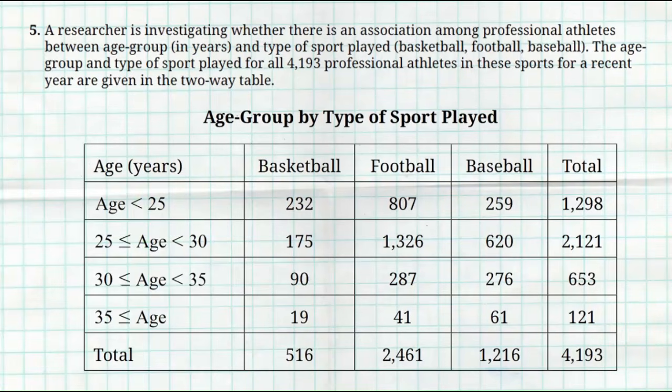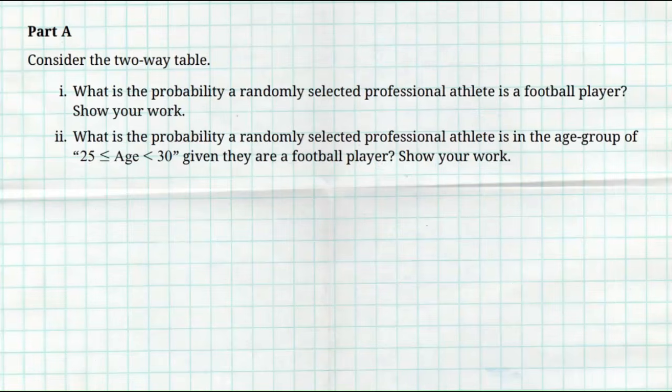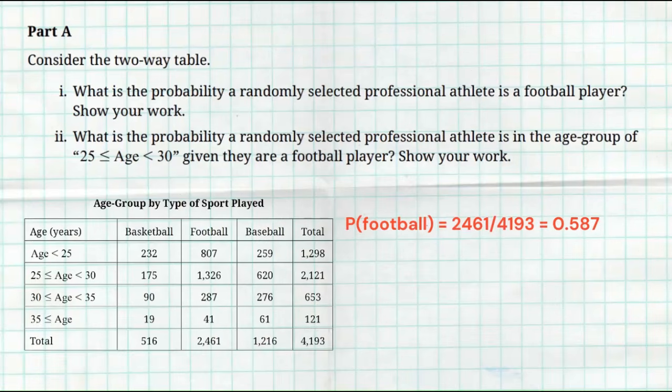Now, part A asks two questions. The first one, part single I, says, what is the probability a randomly selected professional athlete is a football player? This is a marginal distribution. All we want to know is, of all the people here, what proportion are football players? So there's 4,193 total athletes, and 2,461 of them play football. So divide and conquer, we get 0.587. So 58.7% of all professional athletes this year that played basketball, football, or baseball were football players.